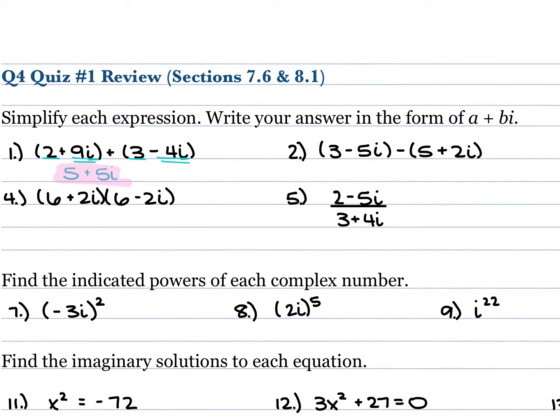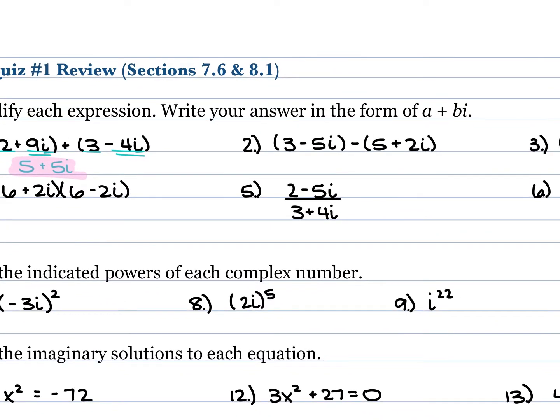For number 2, you're given 3 minus 5i minus 5 plus 2i. You have subtraction between these two parentheses, so you do have to distribute that negative into the second set of parentheses. So you have 3 minus 5i minus 5 minus 2i. Remember, when you're distributing that negative into the second set of parentheses, you're changing the sign on each of the terms in that second set.